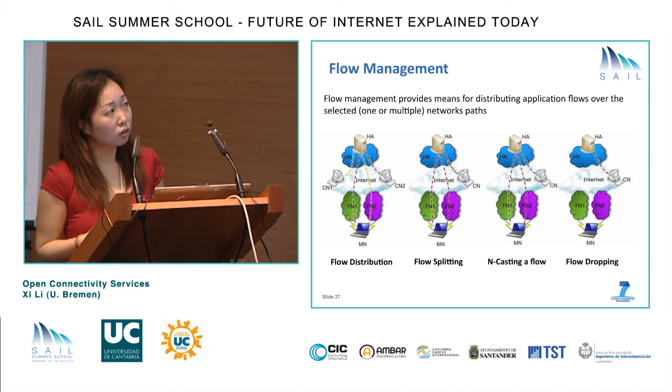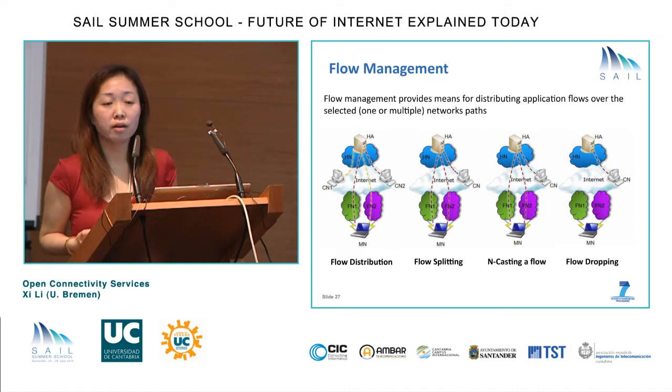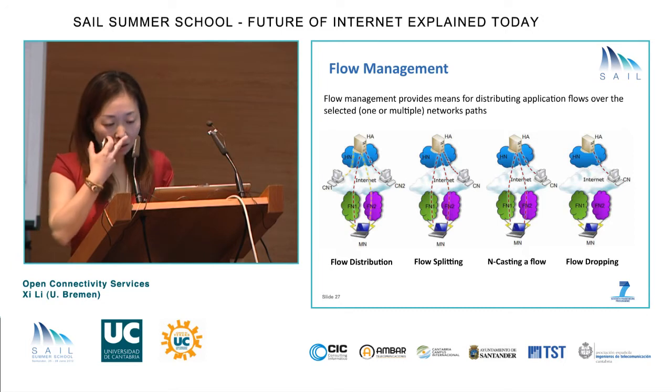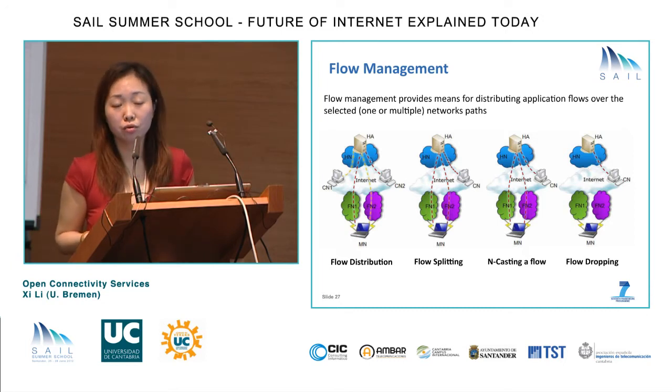By doing multicasting of the flow, the mobile node is able to receive the same traffic over multiple connections, and then we will have redundancy in the network in order to reduce the overall transmission error.